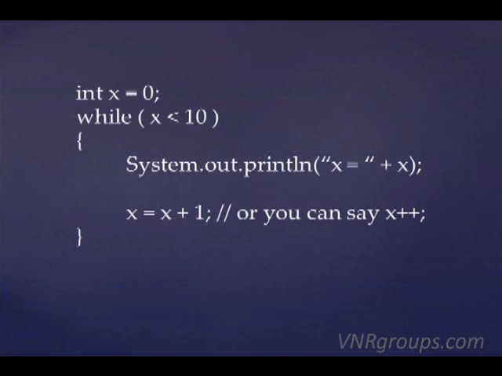Now it's really important that we have the line increasing x inside of this while loop, because if we took that out, then x would never be greater than 10. X would always equal 0, so it would print out x equals 0 forever and ever and ever, and at least until your computer blows up.